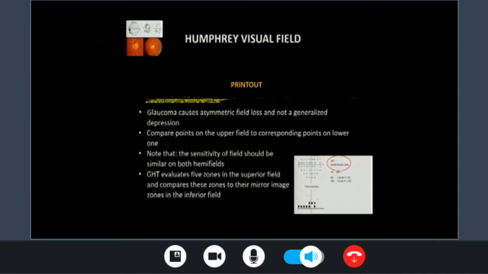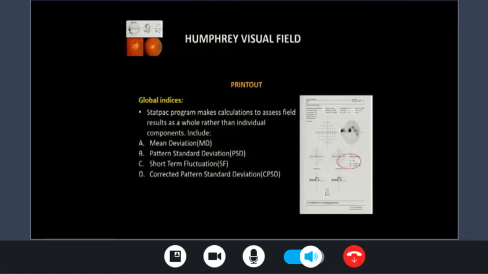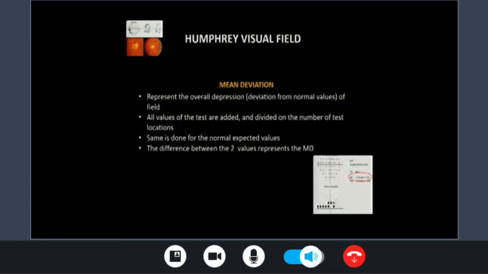Then we have glaucoma hemifield test, in which it will actually take 5 zones superiorly and 5 zones inferiorly, and it will compare the changes in each zone superiorly to its mirror image zone inferiorly, and it will tell you that either these changes are within normal limits, or it's borderline, or it's outside normal limits. And then we have mean deviation and pattern standard deviation, which are the most important thing for us.